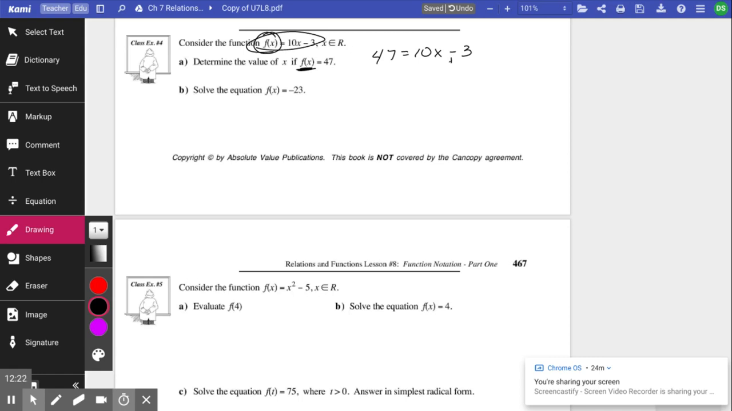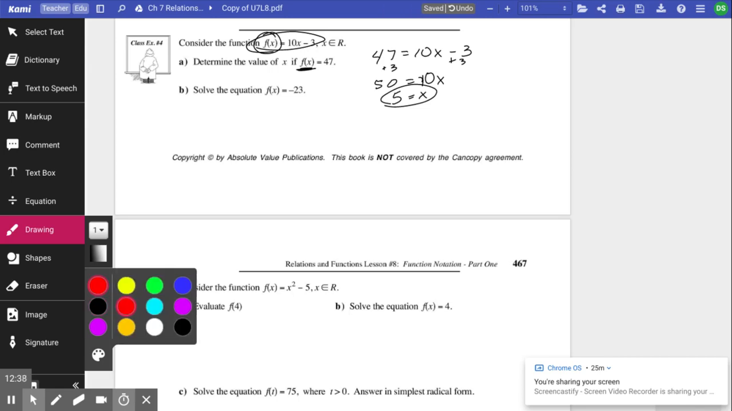So now if I solve this, I'll add 3 to both sides and get 50. Oops, 10x. So then x is 5 when you divide by 10. So be very careful to do that. Okay, part B is very similar. It says solve the equation. In other words, find x. This means find x if the function itself is equal to negative 23.